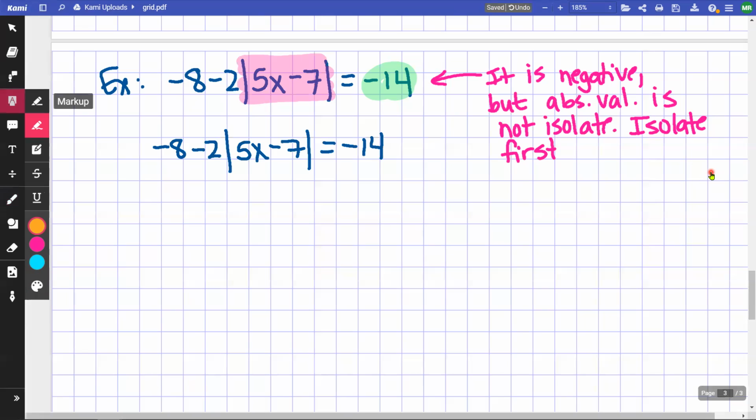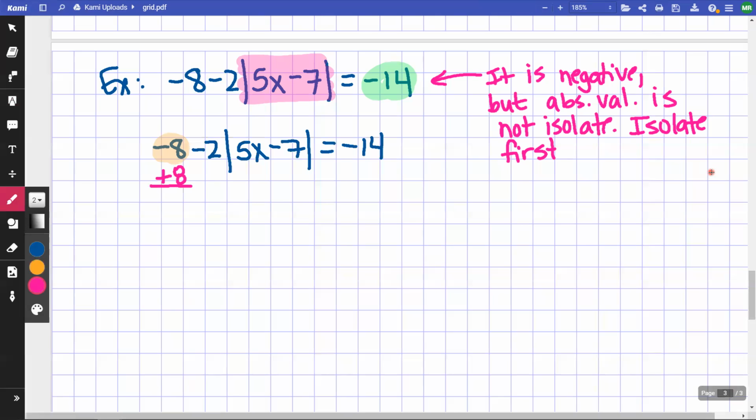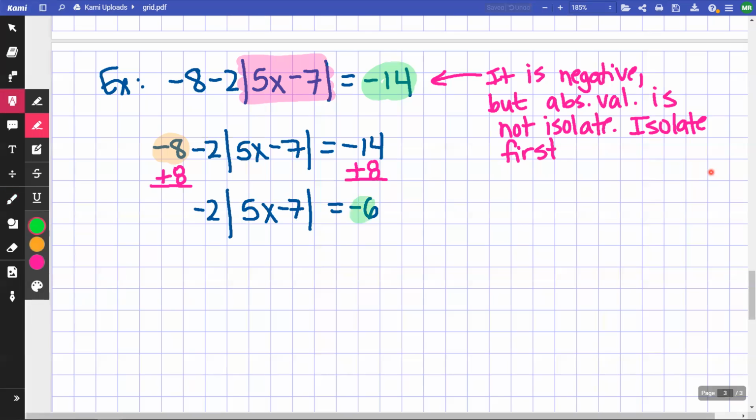Very first thing I'm going to do is I need to undo this. That is the very first thing, something that's adding or subtracting to the absolute value. So I am going to add 8, add 8. And when I do, that's going to be gone. I'm left with -2 times the absolute value of 5x minus 7 is equal to -6. My absolute value still is not isolated. And yes, I do have a negative over here, but again, it is not isolated yet. So I've got to still isolate it.